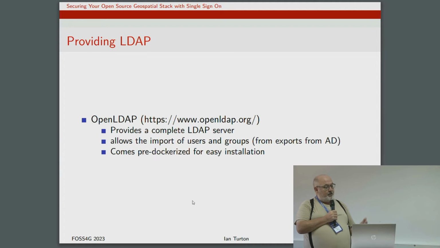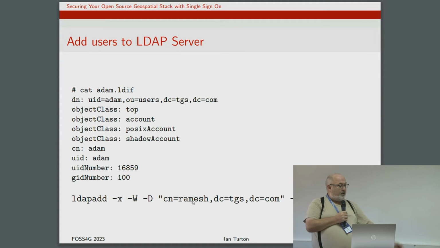So that you can import users and groups if you've got the right format, and you can convince Active Directory it wants to export things in the right format for you. And it comes pre-Dockerized even, so it's really easy to install. You just download the Docker image and run it. And this is how you add users to it. You produce an LDIF file, and you run ldapadd -x -w -d yada yada yada yada.